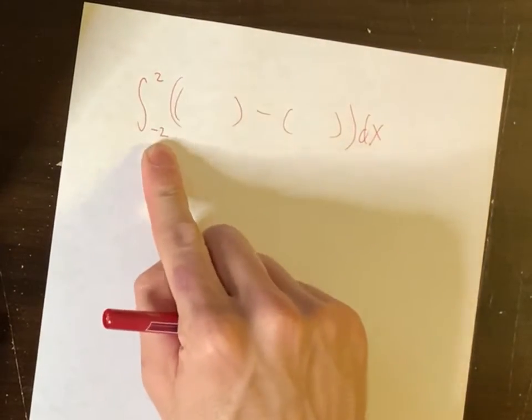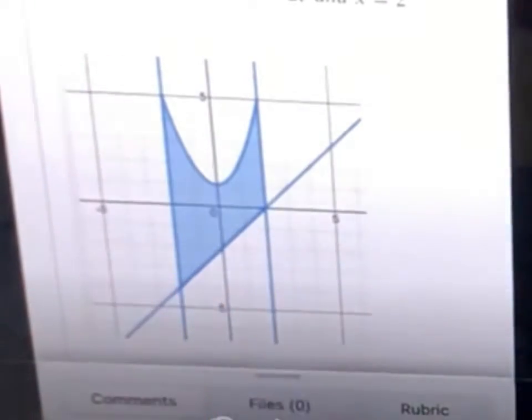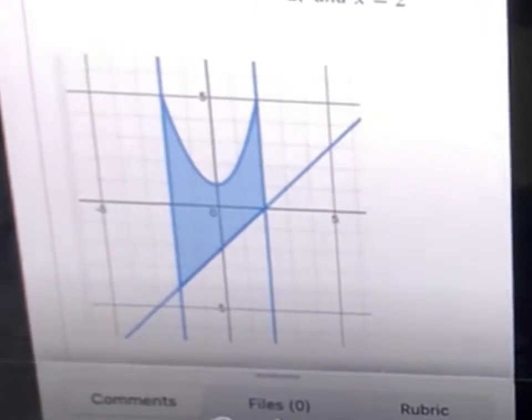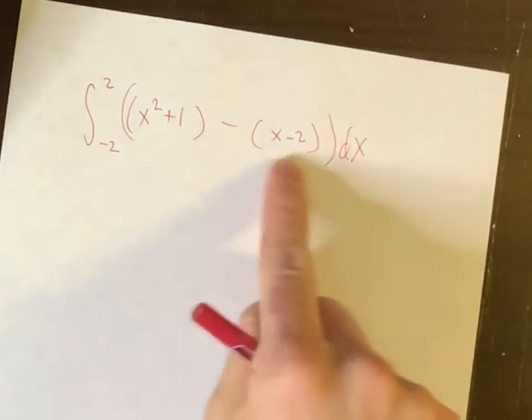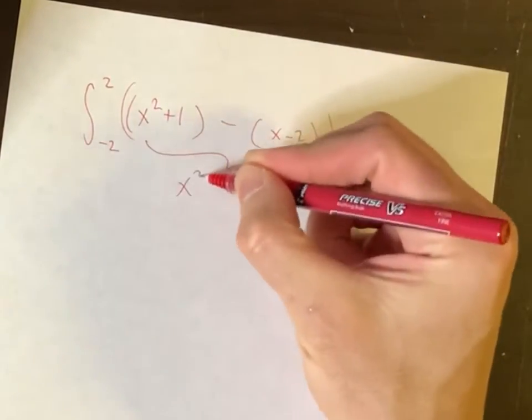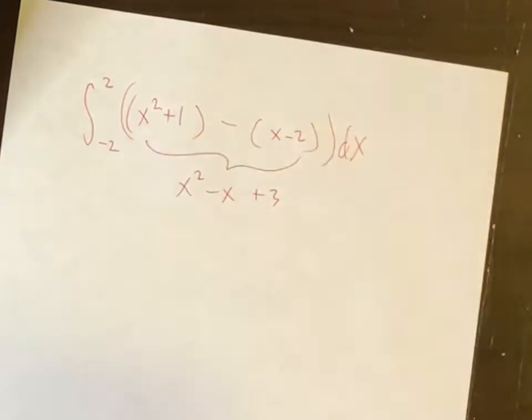So let's go top minus bottom, where the top equation is the parabola, which should be x squared plus 1, because the y-intercept is 1, minus the bottom graph, which is this linear function, and that equation is correct, x minus 2. And if you simplify the integrand here, that should become like x squared minus x plus 3, and everything else stays the same. So that settles number one.